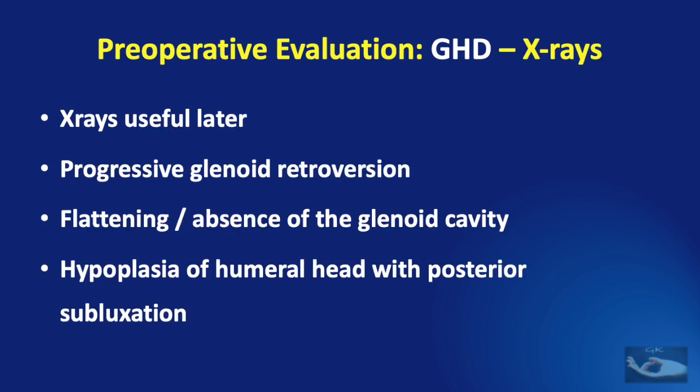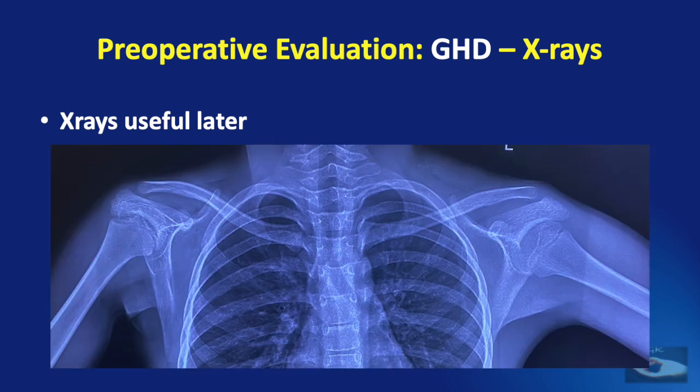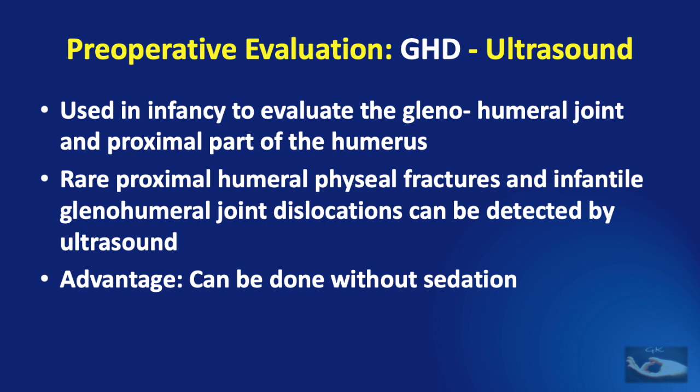The role of X-rays in assessing the glenohumeral joint comes later in childhood and not in infancy. Here, progressive glenoid retroversion, flattening or absence of the glenoid cavity and hypoplasia of the humeral head with posterior subluxation can be visualized. Ultrasound can be used in infancy to evaluate the glenohumeral joint and the proximal part of the humerus. Sometimes rare proximal humeral physeal fractures and infantile glenohumeral joint dislocations can be detected by ultrasound. The advantage is that sedation is not required.